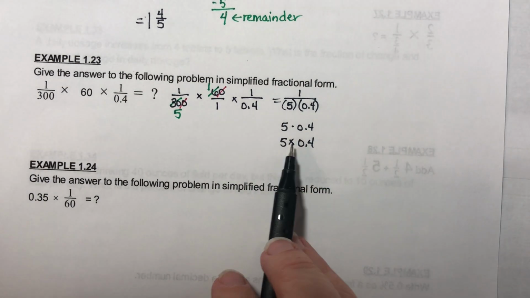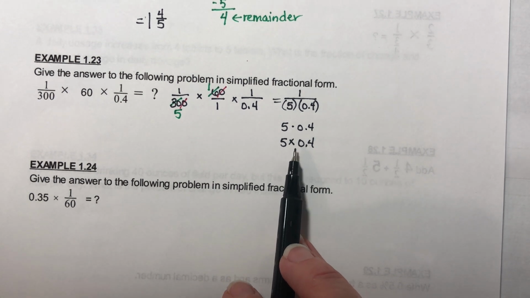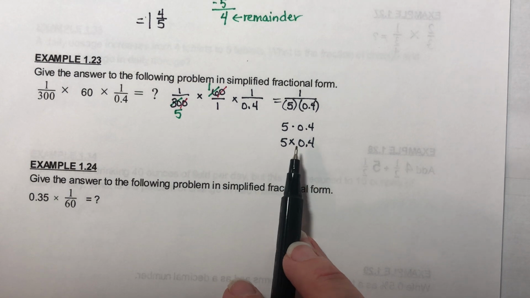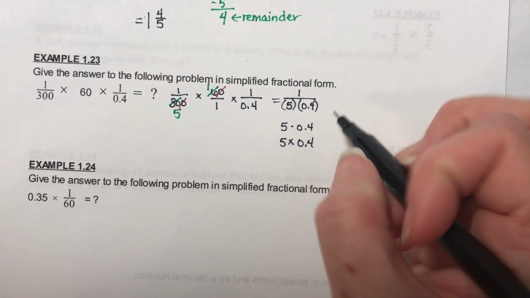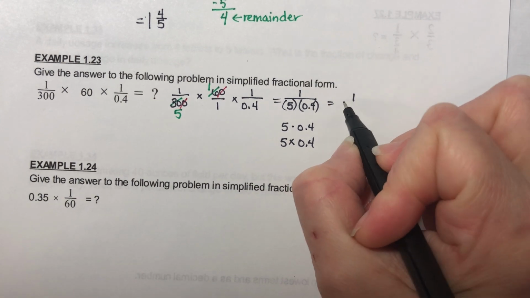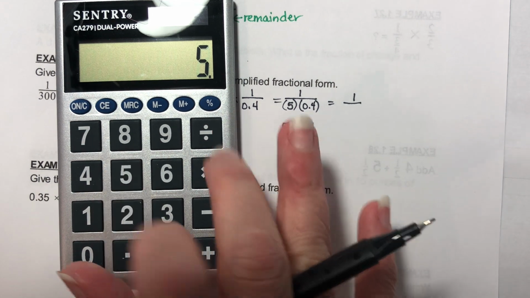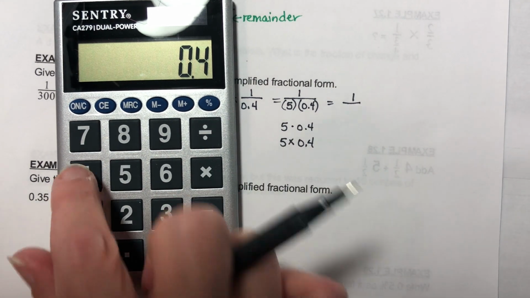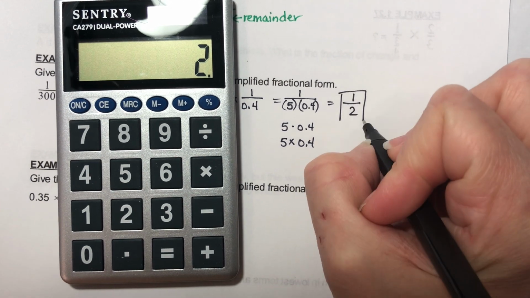The reason I tend to not use this is because I teach algebra, and an x in algebra, we never use an x for multiplication anymore. But that's what this means, and then you can use your calculator and multiply 5 times 0.4 to get 2. So this answer is 1/2.